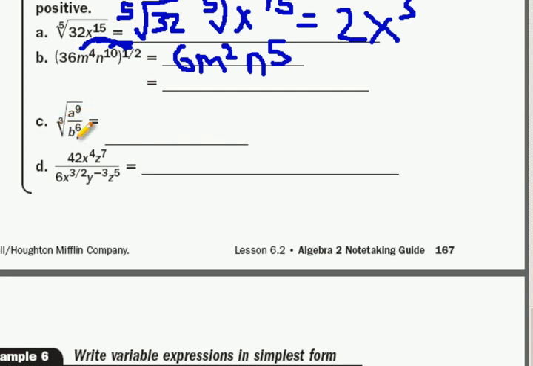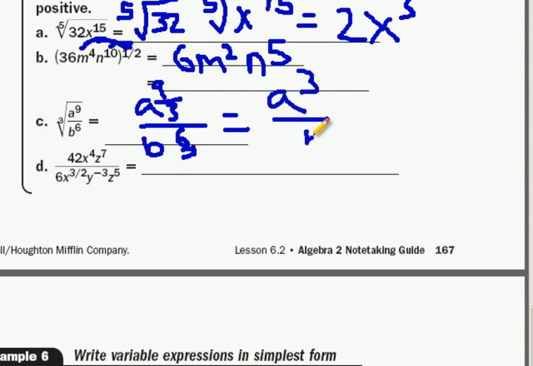If I take the cube root of these things, that ends up being a to the 9 over 3 on top and b to the 6 over 3 on bottom, which ends up being a cubed over b squared.